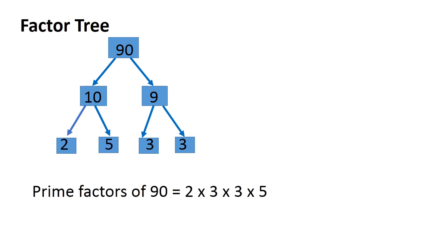Factor tree. Choose a number, suppose 90. Think of a factor pair, say 90 is equal to 10 multiplied by 9. Now think of a factor pair of 10. 10 is equal to 2 multiplied by 5. And write the factor pair of 9. 9 is equal to 3 multiplied by 3. So the prime factors of 90 are 2 multiplied by 3 multiplied by 3 multiplied by 5.